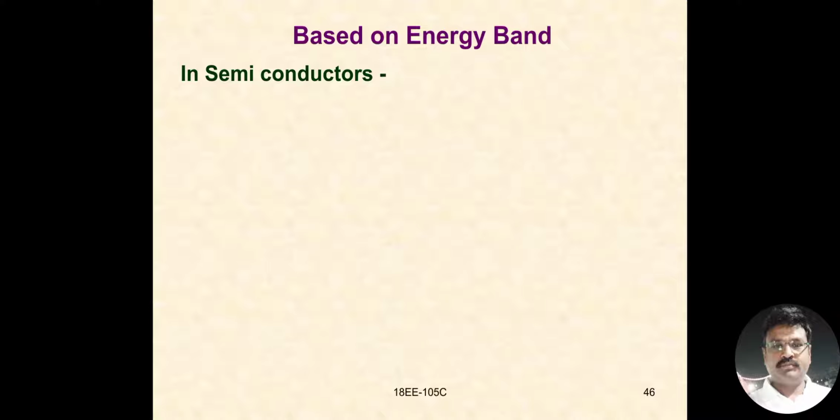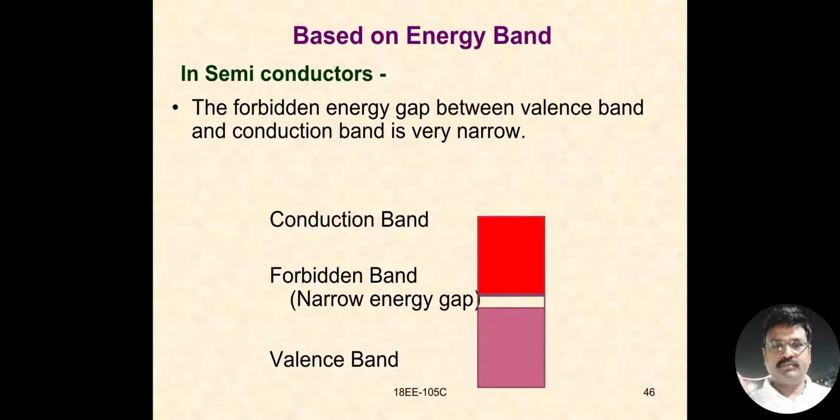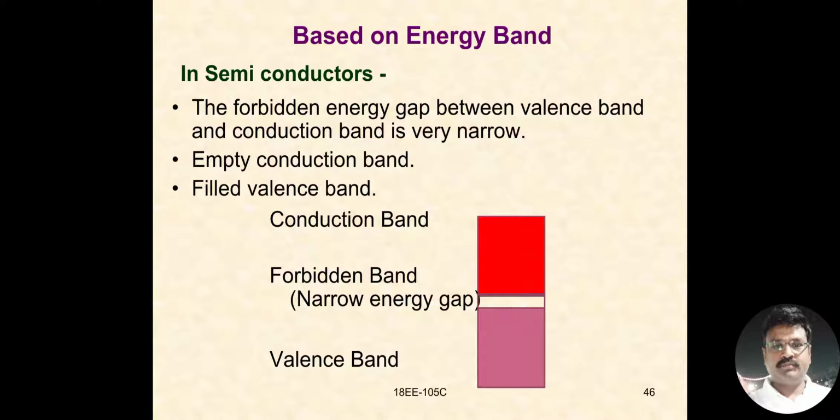In semiconductors, you can see the diagram, conduction band. The forbidden energy gap between valency band and conduction band is very narrow. Empty conduction band, filled valence band.